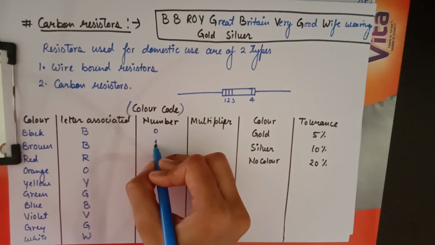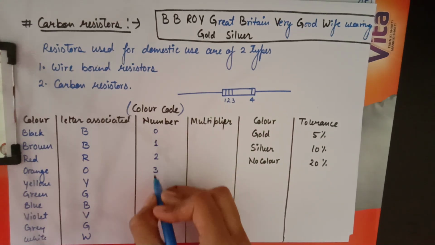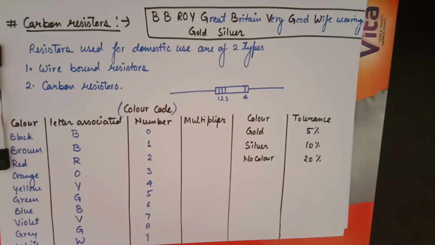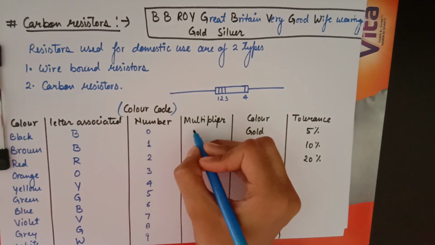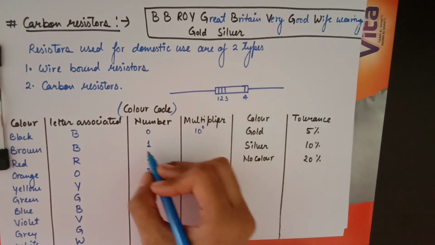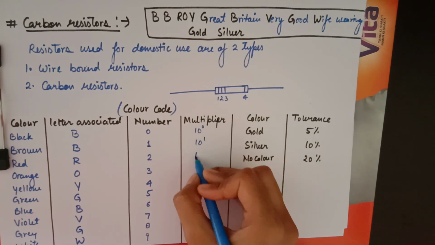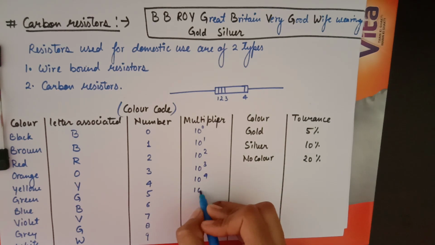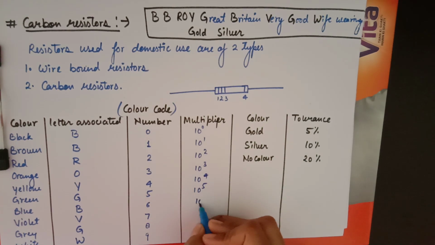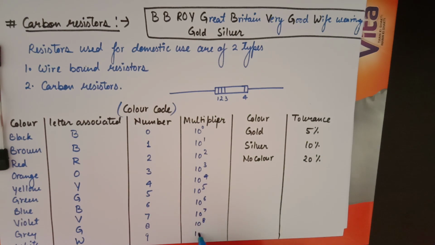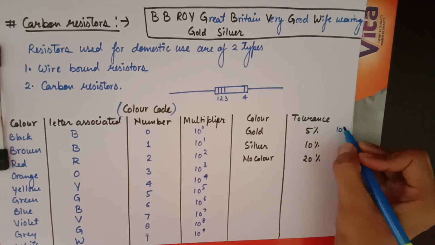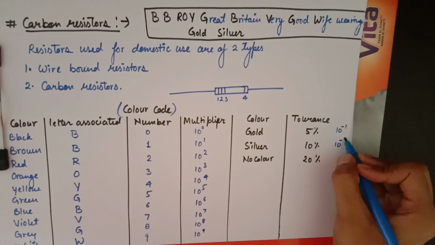For first it is 0, then 1, then 2, 3, 4, 5, 6, 7, 8, 9, and the multiplier will be, for 0 it is 10 raised to power 0, and for 1 it is 10 raised to power 1. Similarly 10 raised to power 2, 10 raised to power 3, 10 raised to power 4, 10 raised to power 5, 10 raised to power 6, 10 raised to power 7, 10 raised to power 8 and 10 raised to power 9. And for gold and silver it is 10 raised to power -1 and 10 raised to power -2.